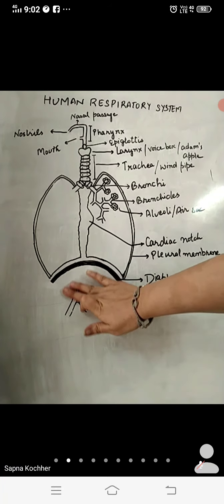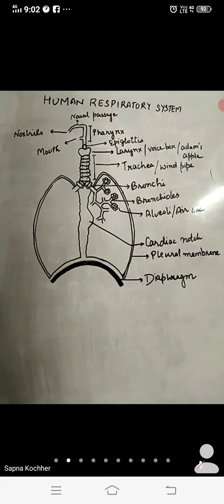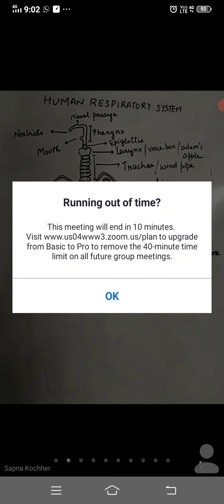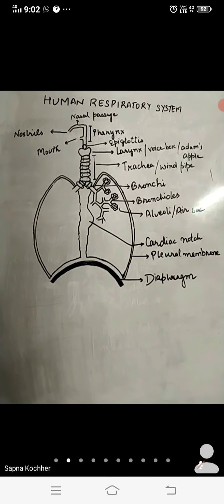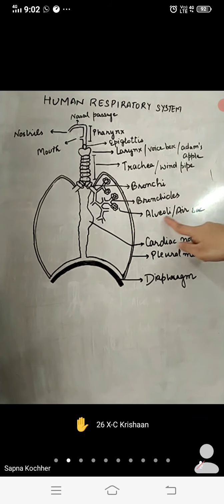Okay, right? Now the next is, where does the exchange of gases take place? For this, the exchange of gases takes place within the alveoli. Alveoli, or also called the air sac. So where does the exchange of gases take place? This takes place at the alveoli.